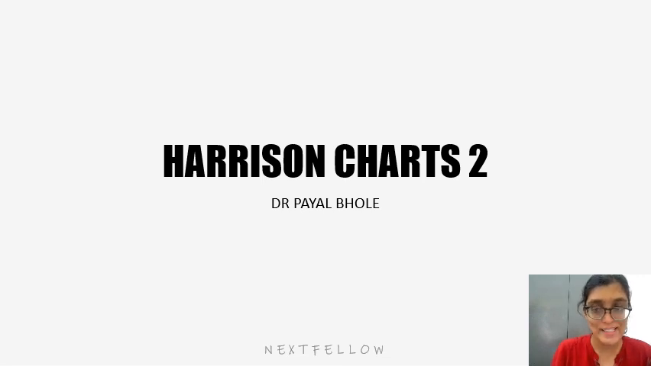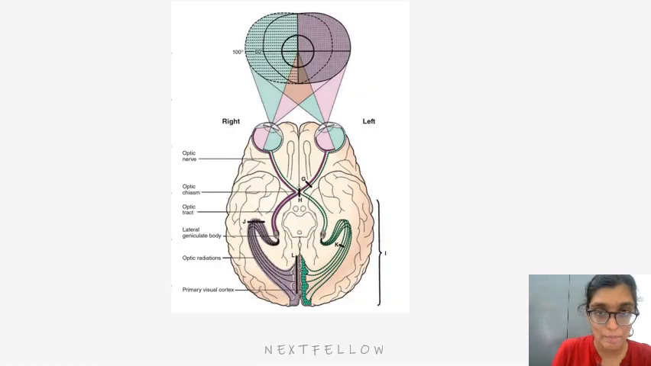So going through the next set of a few Harrison charts. This is a diagrammatic representation of the optic pathway. This is the right and the left eye, optic nerve, then the nasal fibers. Only the nasal fibers will cross at the optic chiasma.